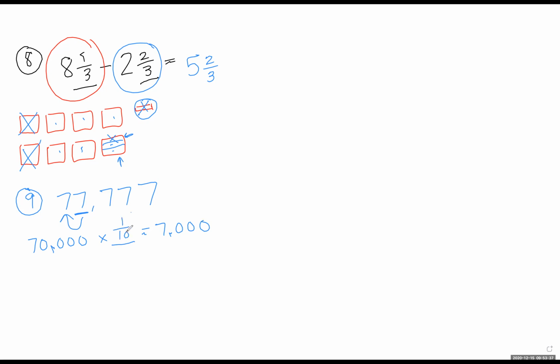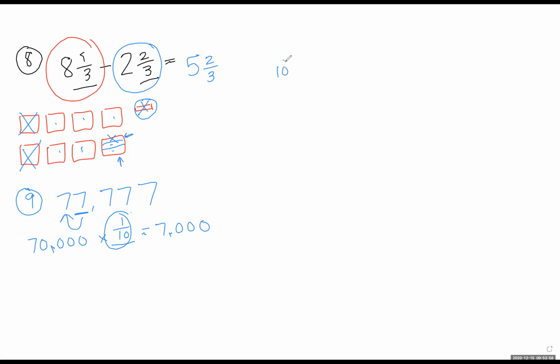1/10 of 70,000 would be 7,000. Okay, so think of it as when we were talking about discounts. When we were thinking of discounts, we were thinking of percentages. So if we were taking a tenth of $70,000, that would be 7,000. So that's one way to think of it.